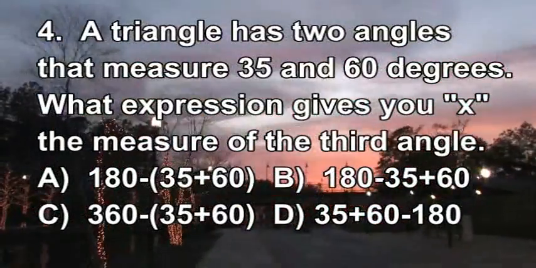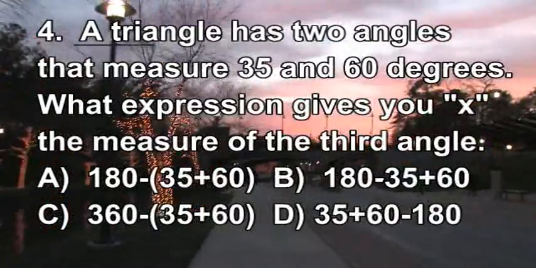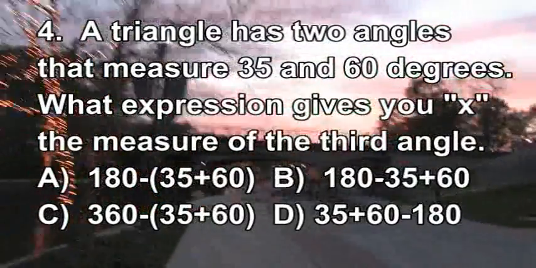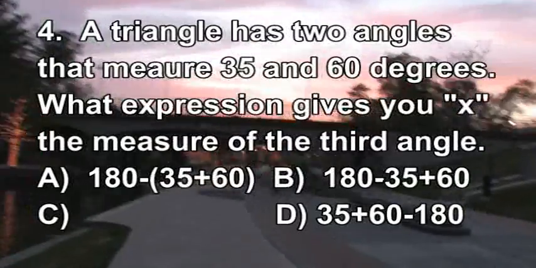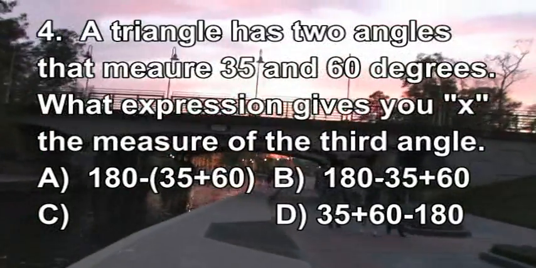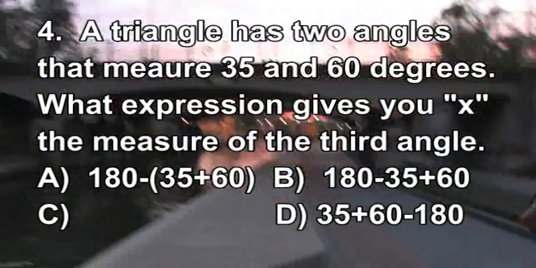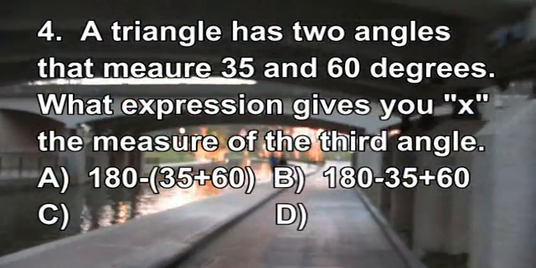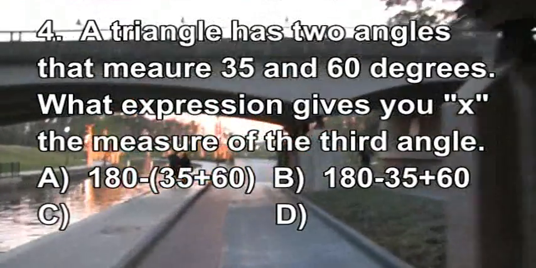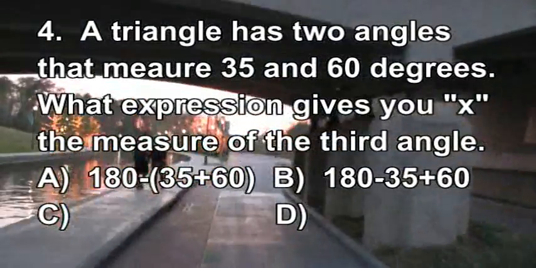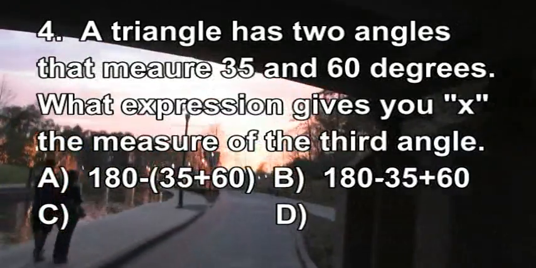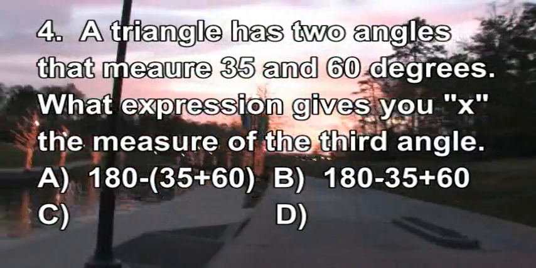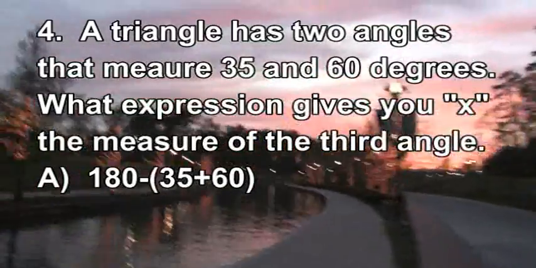First, let's get rid of the wrong answers. A triangle's angles have a sum of 180 degrees. This eliminates choice C. Now you must subtract the two angles from 180. That eliminates choice D. That gets us to choice A or choice B. To get the answer, you must first find the sum of 35 and 60, which is done with the parentheses in choice A. So B is incorrect.